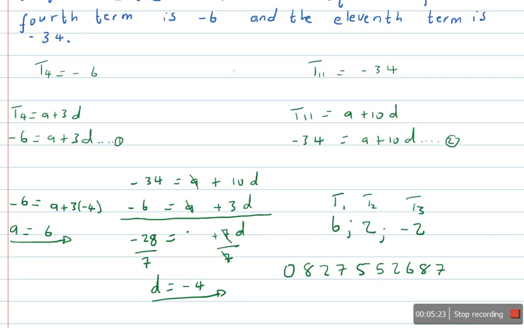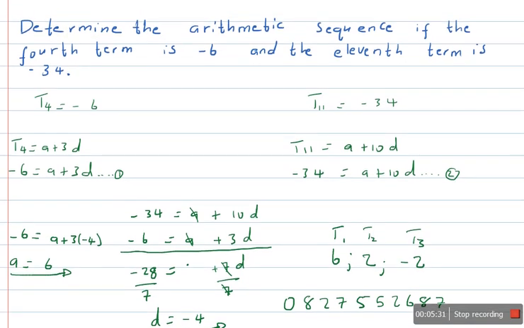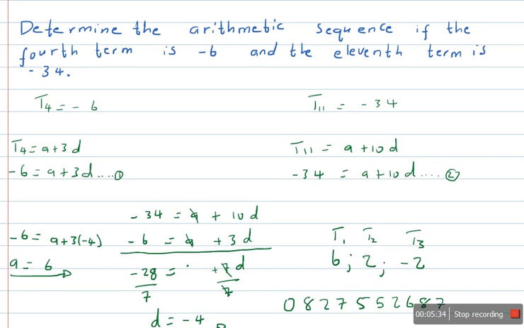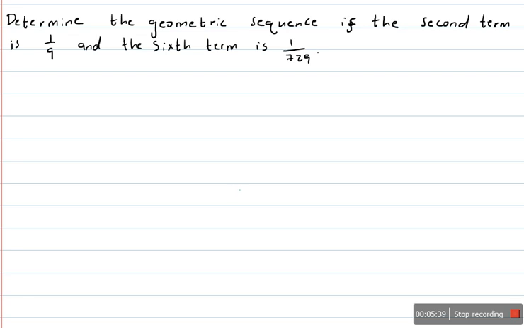Right? So let's take the next example, which is on geometric progression. Here too it will be similar to this one, where we are given two values. Let's look at it. It says: determine the geometric sequence if the second term is 1/9. So T2 is equal to 1/9, and the sixth term T6 is 1/729. Right? So here too it's still the same thing.